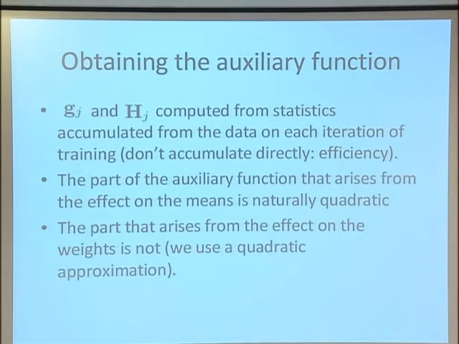Now, saying that it's a quadratic auxiliary function is actually, for the V's, a slight approximation. The most important term, which comes from the means, is naturally quadratic. But there's this term involving the weights that you have to do a few approximations to make quadratic. And there are no problems here with convergence or anything. It converges fine.